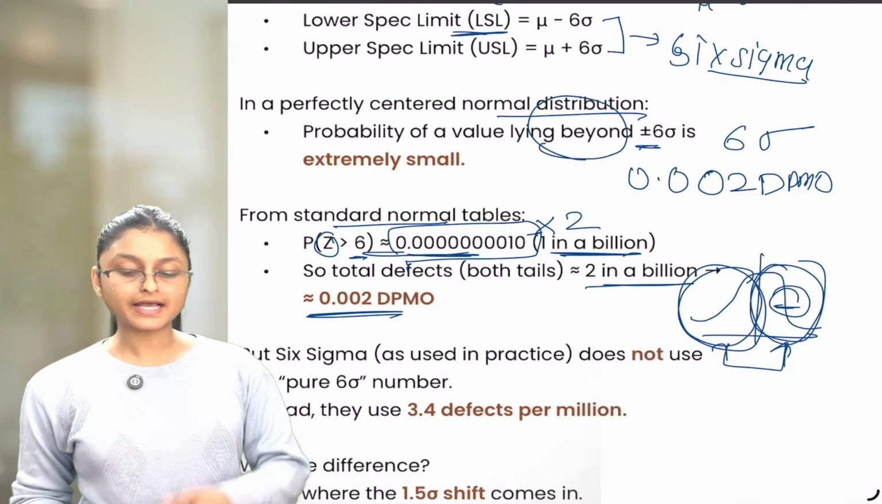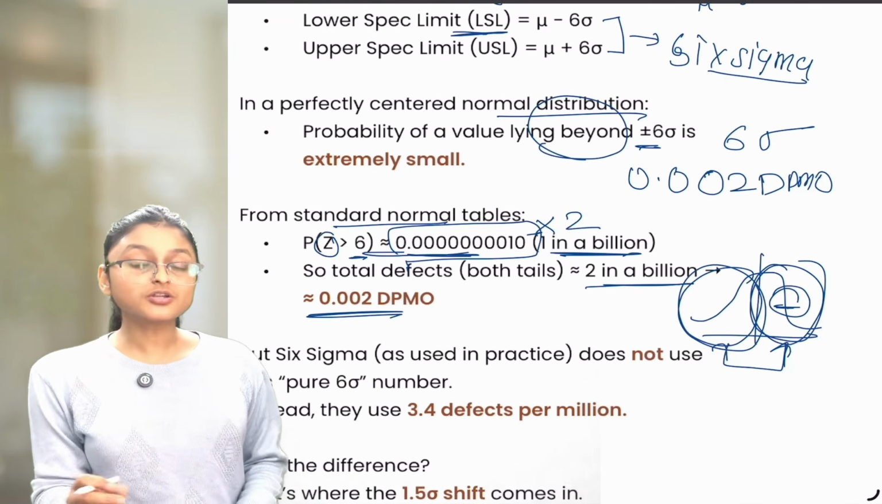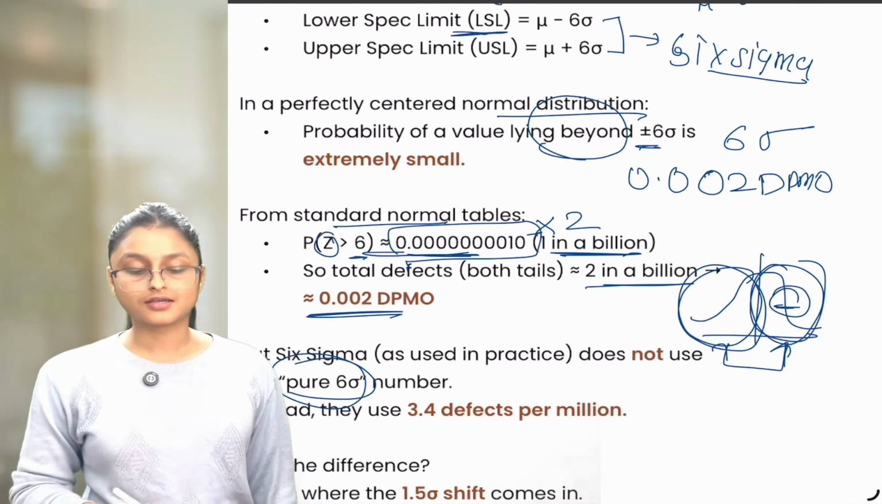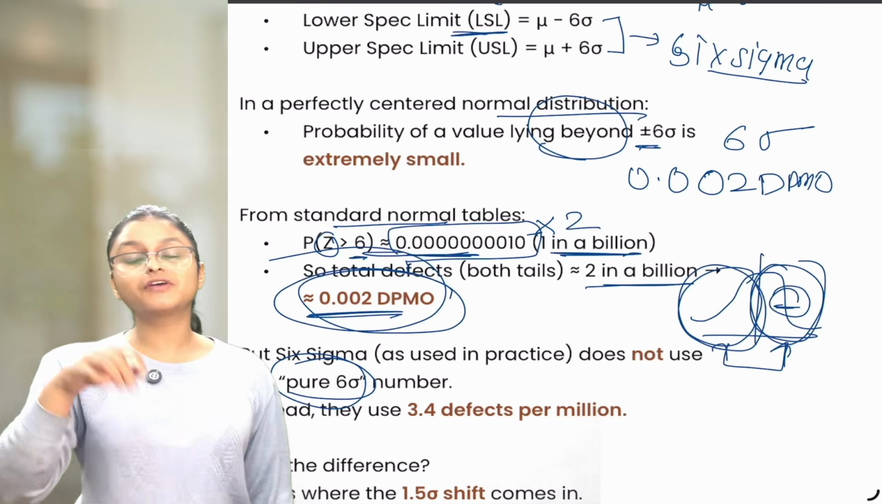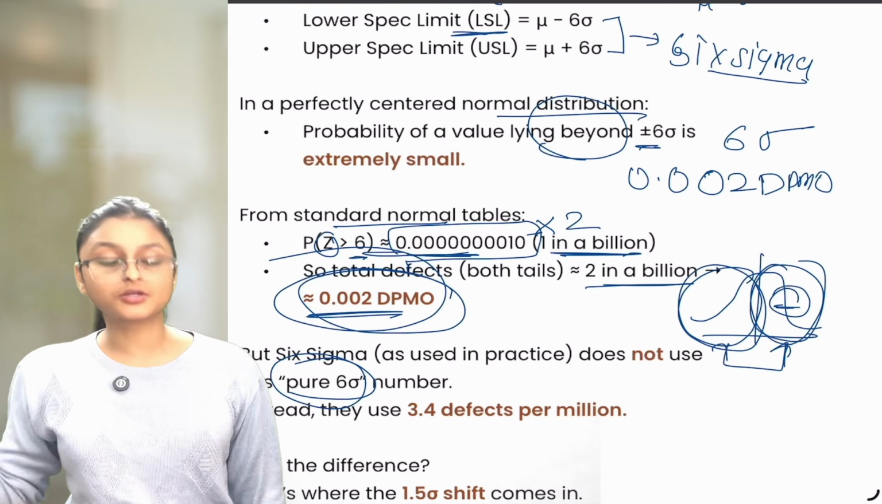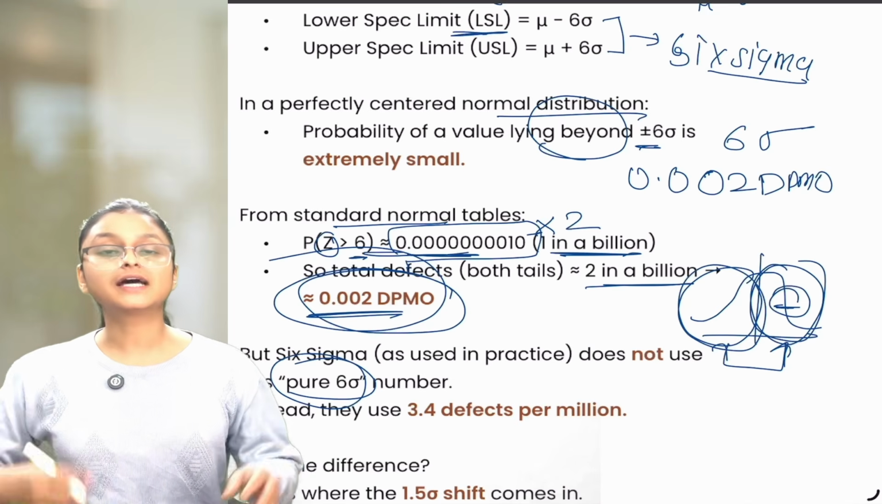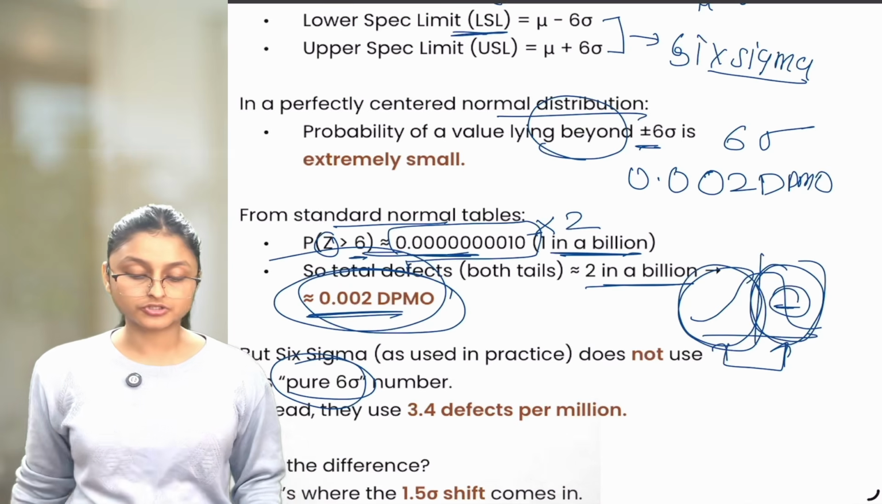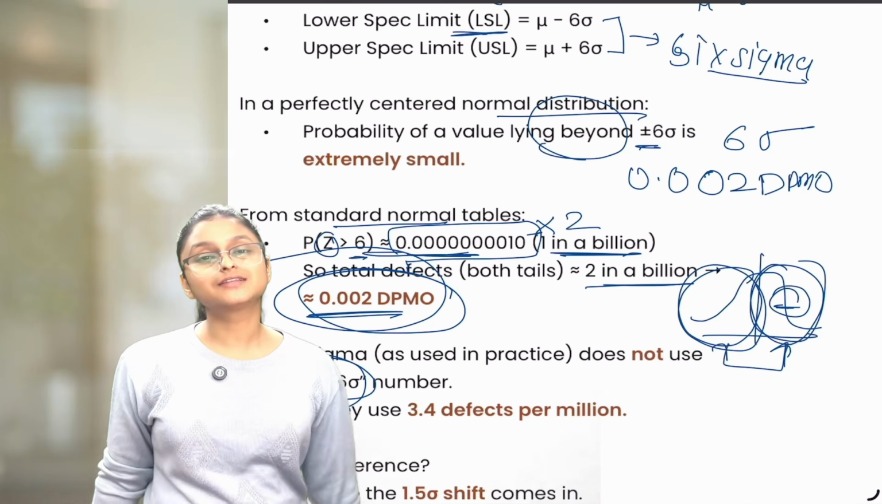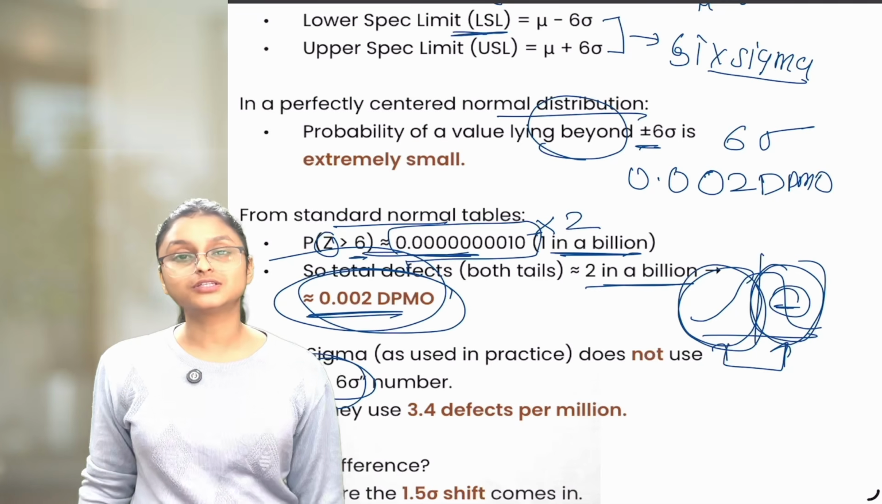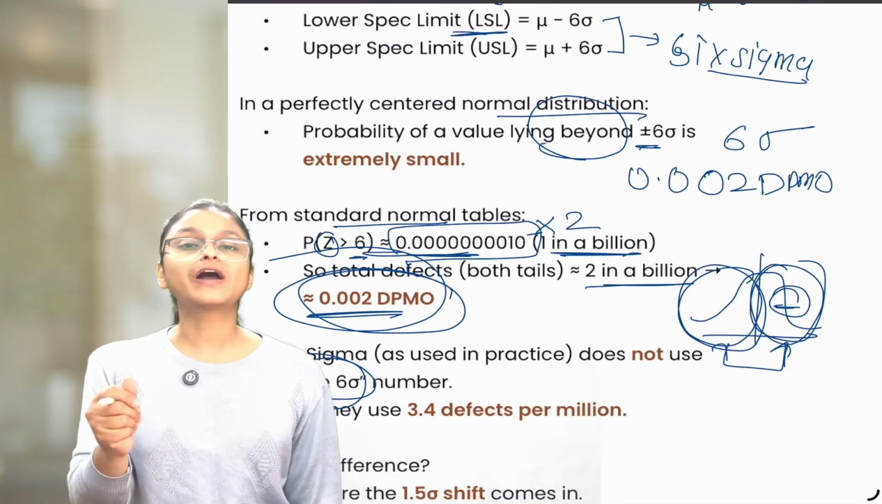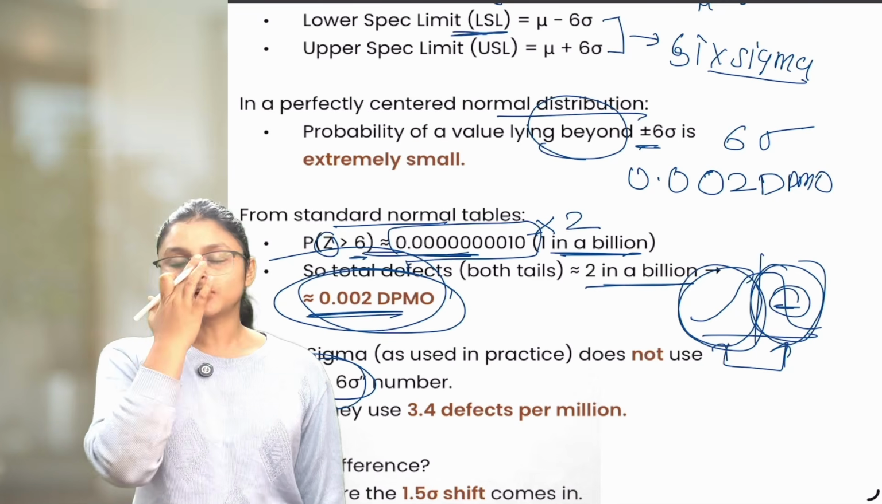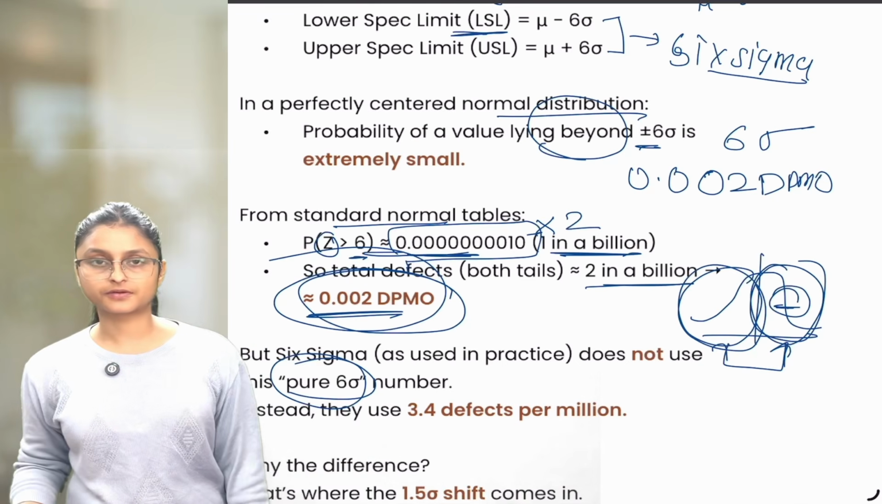But 6 sigma, as used in practice, does not use this pure 6 sigma. We don't use this pure 6 sigma where 0.002 defects per million opportunities comes. We say it as 3.4 defects per million opportunities. Why are we saying this 3.4 defects per million opportunities? Because of the 1.5 standard deviation shift. Now what is this 1.5 standard deviation shift?